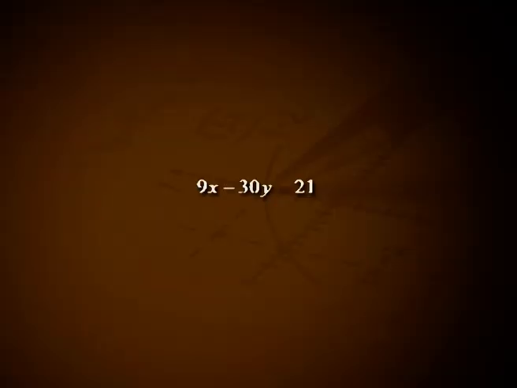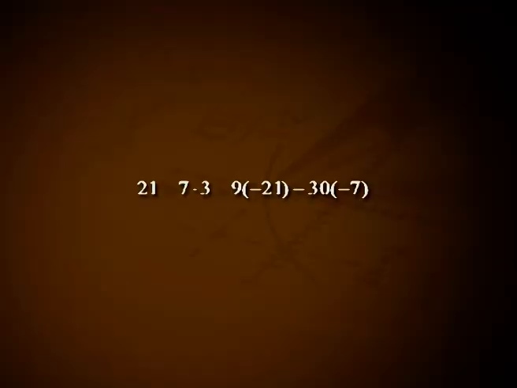A different approach to the problem is to use the method that is suggested in the proof of Theorem 1. The congruence 9x ≡ 21 (mod 30) is equivalent to the linear Diophantine equation 9x − 30y = 21. We begin by expressing 3 = gcd(9, 30) as a linear combination of 9 and 30. It is found either by inspection or by using the Euclidean algorithm that 3 = 9·(−3) + 30·1, so that 21 = 7·3 = 9·(−21) − 30·(−7).